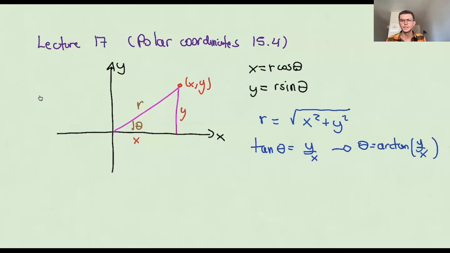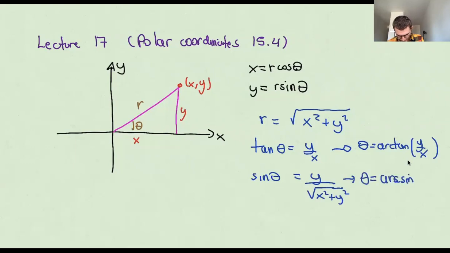That's the easiest way to write theta in terms of x and y. But there are others. For example, you could also say that sine of theta equals y over the hypotenuse, which is the square root of x squared plus y squared. So you could say that theta is also arc sine of y over root of x squared plus y squared.